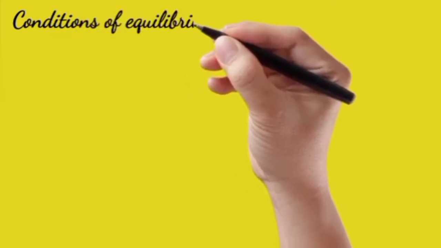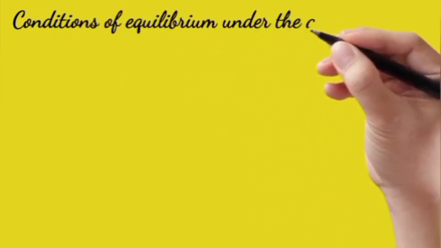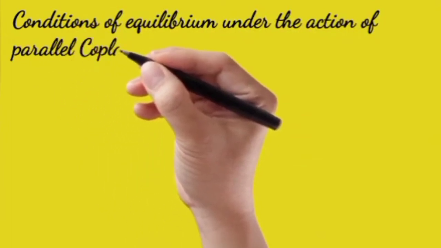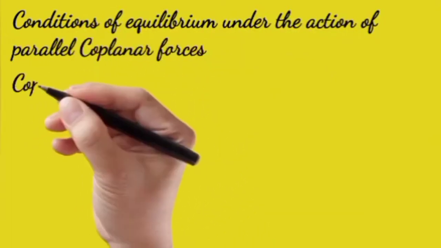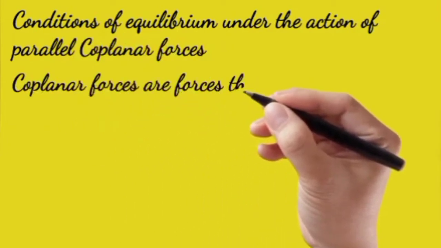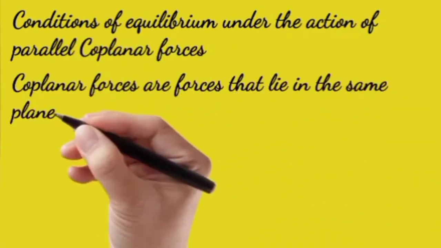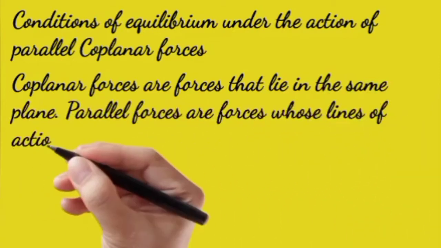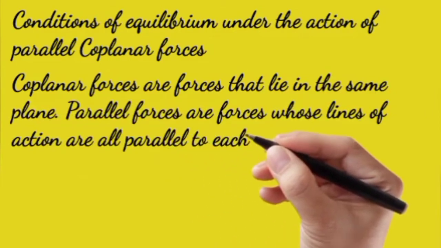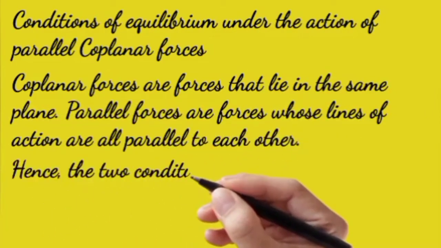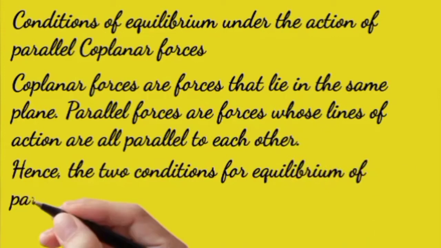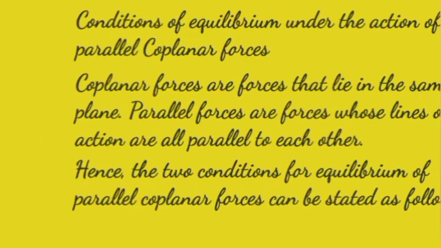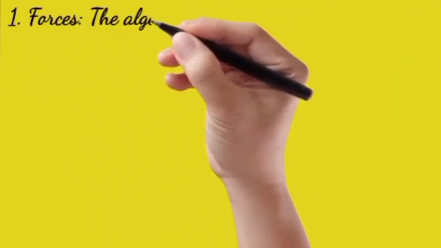So there are certain conditions of equilibrium under the action of parallel coplanar forces. Now, for us to understand this, what are coplanar forces? Coplanar forces are forces that lie in the same plane. Parallel forces are forces whose lines of action are all parallel to each other. So when we say parallel coplanar forces, we mean forces that are parallel and in the same plane and whose lines of action are parallel to each other.